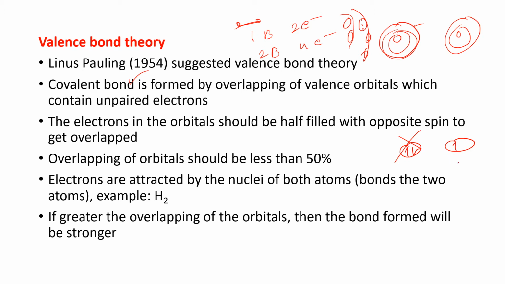There is also another condition: they should be in opposite directions. The electron in one orbital is in this direction, and the electron present in the other orbital should be in the opposite direction, like this. One is clockwise, another is anti-clockwise. Only then are they going to form a bond. So they need opposite spin, clockwise and anti-clockwise, and also half filled.